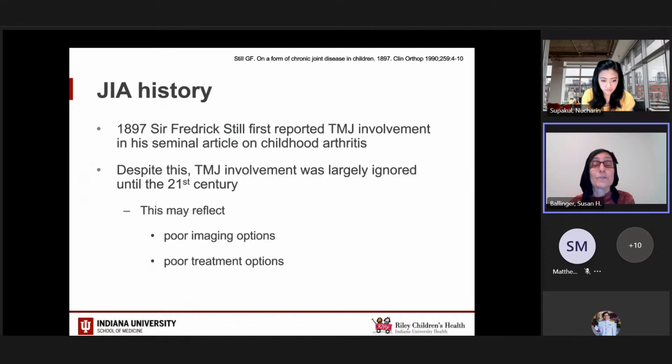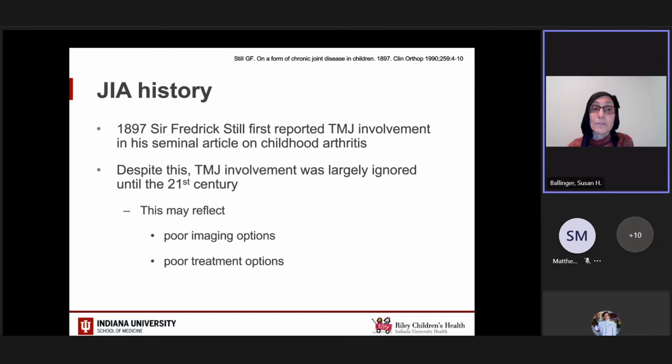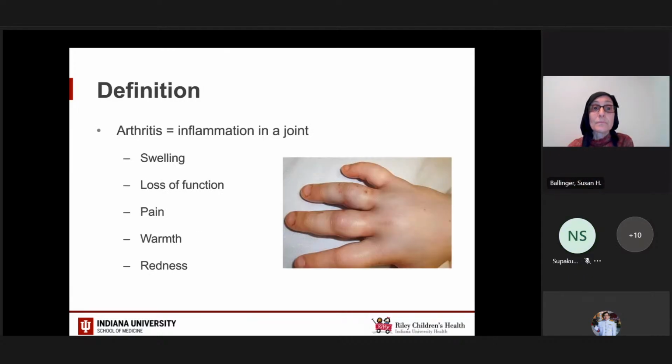JIA has a long history in terms of its description. It was first described by Frederick Still in his first seminal article about childhood arthritis. He described TMJ involvement, but despite this, really into the 21st century, TMJ was a joint that was either largely ignored or just not well assessed. There were poor imaging options and poor treatment options. And so when I first started my career, we saw lots of kids with pretty severe TMJ involvement.